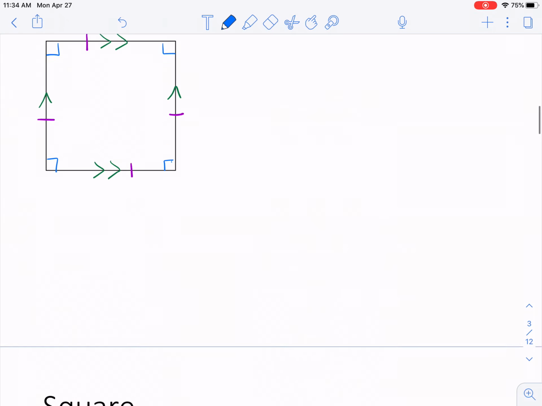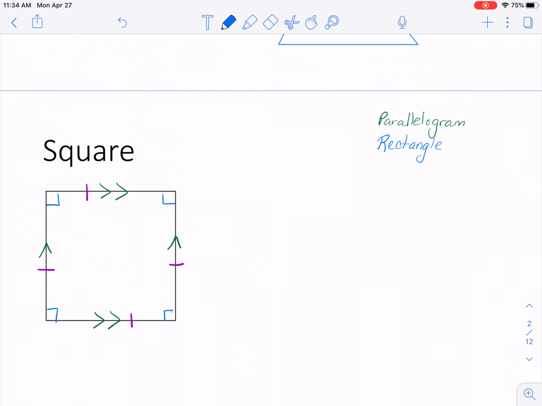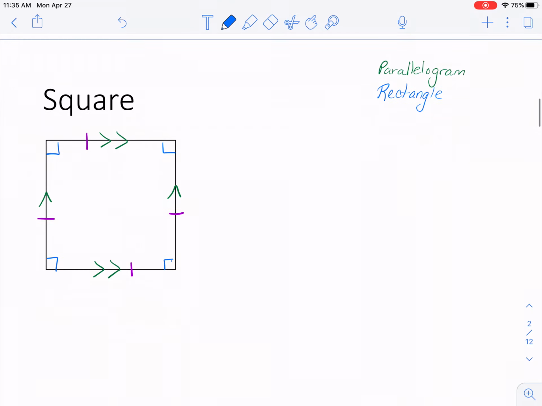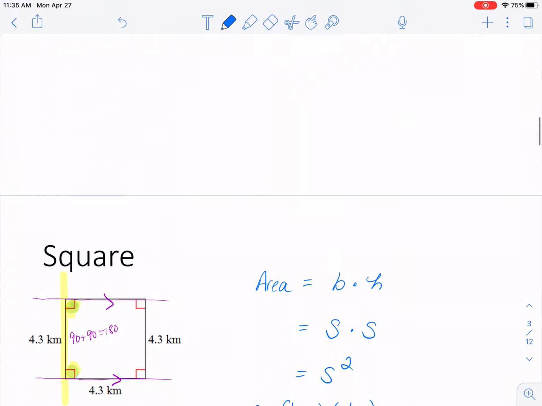All right, so there's squares. Squares are also parallelograms, and they are rectangles, but they are specific types of parallelograms and rectangles. So the square would be the most specific name that we could name this shape.